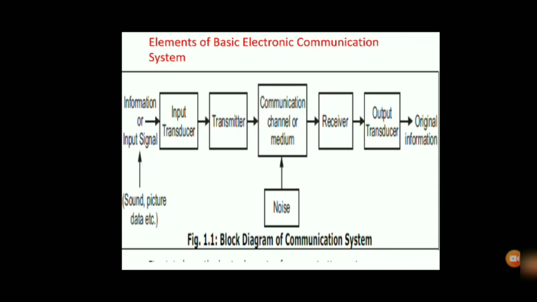Look at the input side. Input side is having information or input signal. So this signal can be analog or it can be digital. Example, it can be a sound signal, it can be a picture signal. So these are the examples of analog signal. And if it is in data, then it is in the form of digital, that is, it is digital signal. So we can apply this input signal to the input transducer. Input transducer converts this signal into the electrical equivalent.